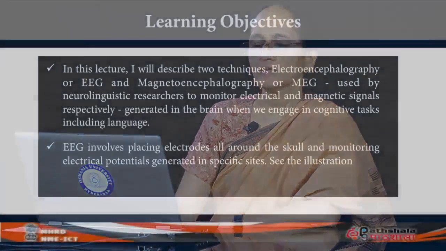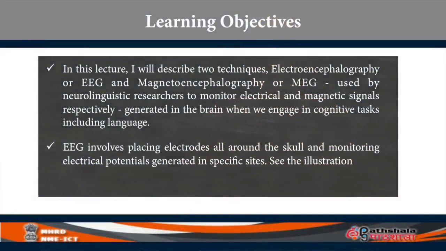This is course 10, module 28 of neurolinguistics, part of the psychoneurolinguistics course. The topic of this lecture is electrophysiological methods used in neurolinguistics. The main objective is to describe two main electrophysiological techniques.